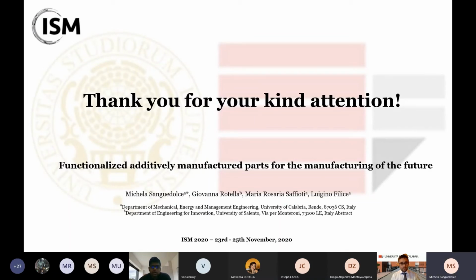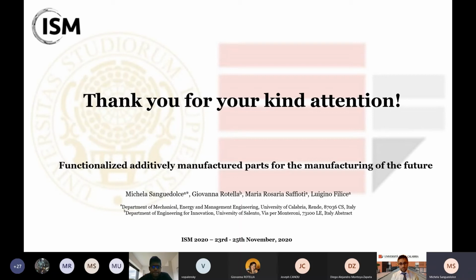Nice, layer by layer. And about the functional design part, I don't know if I missed it in the presentation, but what was the intention of the design? Was it designed for reduction in weight or just reduction in processing time? I'm trying to understand the functionalized part.